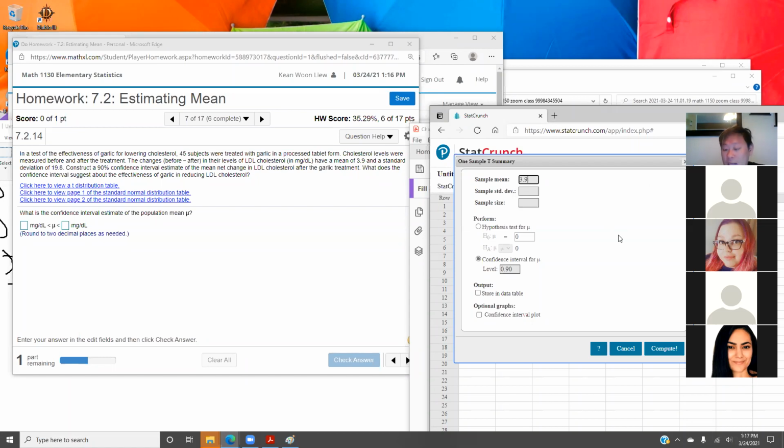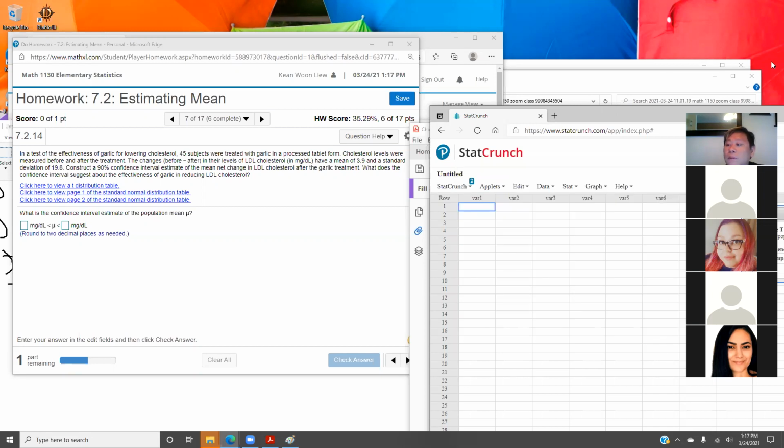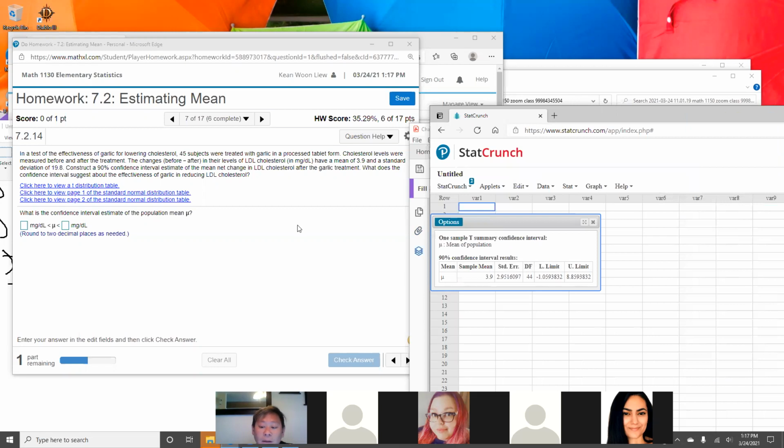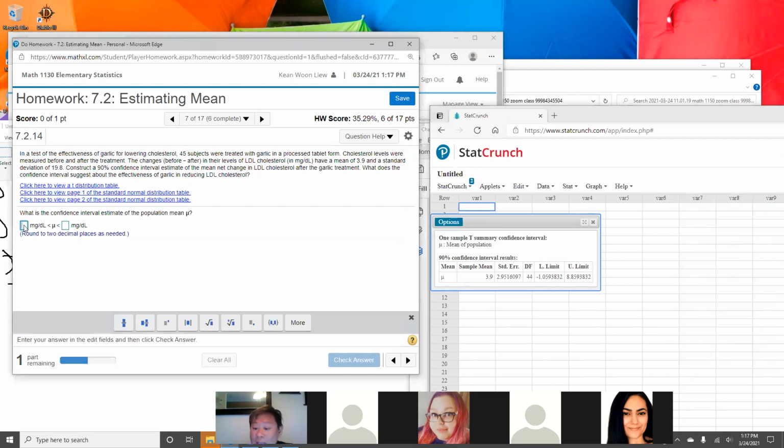3.9. Standard deviation? 19.8. Sample size? 45. And the confidence level? 90. Okay, good. It's always hidden somewhere there. There you go. So the lower limit in this case is negative 1.06. And the upper limit is 8.86.